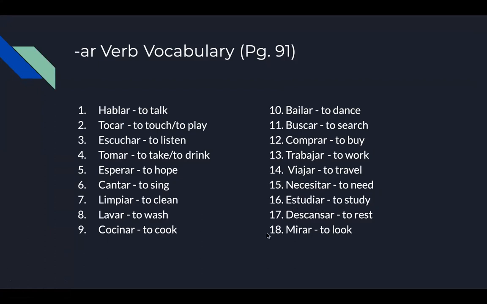Estudiar is to study. Descansar is to rest or to take a break. Mirar is to look. And you can see these are all AR verbs because that's what we're working on right now. And these are all regular verbs too. And they're on page 91 of the textbook.